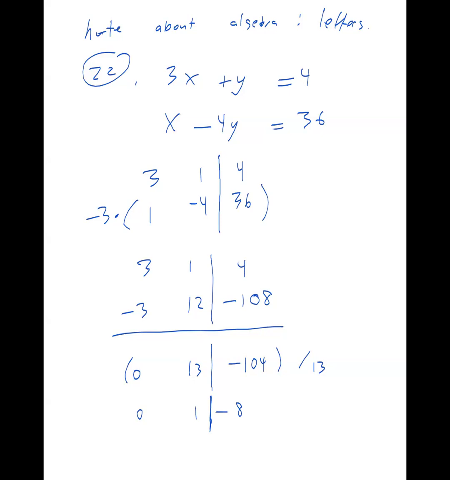So let's translate this answer. What does this answer mean? At the end of the problem, you can't do your problem like this because nobody would understand what this meant unless they're an expert like you. So what does this mean? This means 1y equals -8. So therefore it means what? Y equals -8.